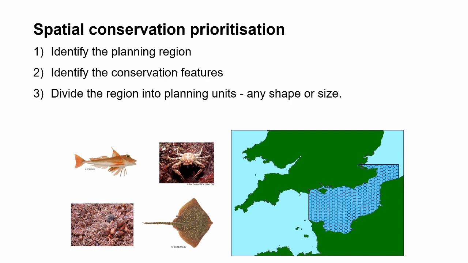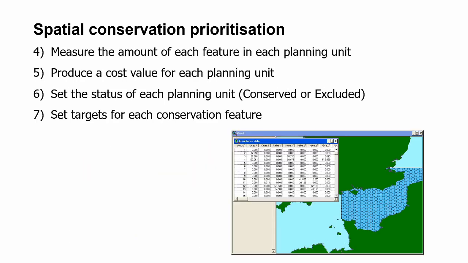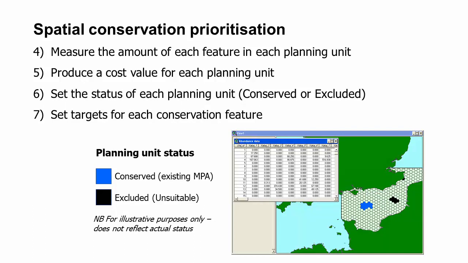So these can be hexagons, squares. If you're on land, it could be watersheds, properties, anything that will be the fundamental unit that you're going to select in the analysis. Next, you measure the amount of each feature in each planning unit. Next, you set the status of each planning unit. You identify the ones that are already conserved, already protected, and should be included in all your outputs. But you also identify the ones that should be excluded, that aren't suitable for conservation.